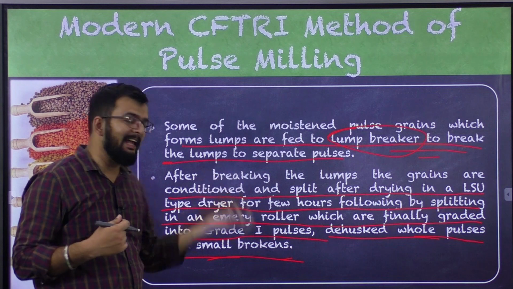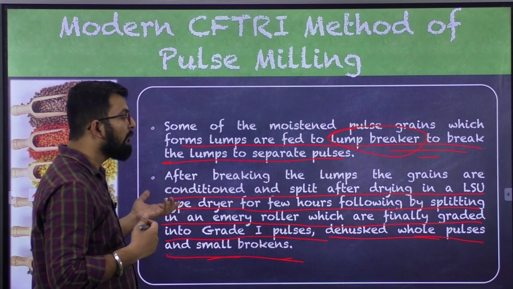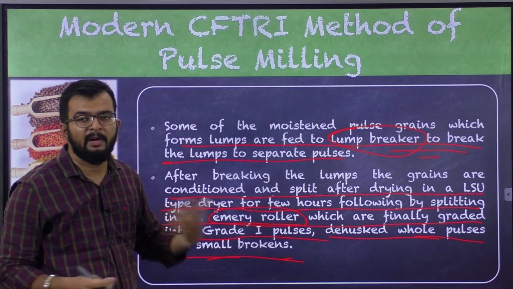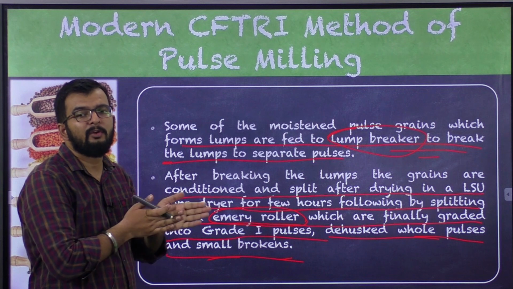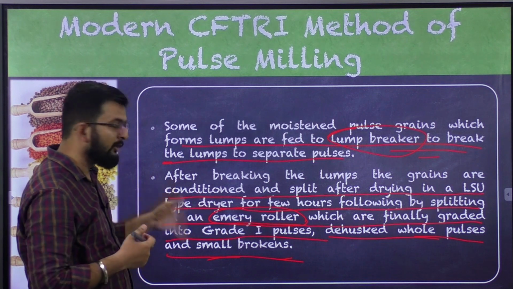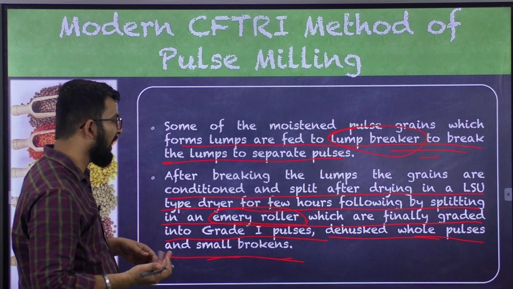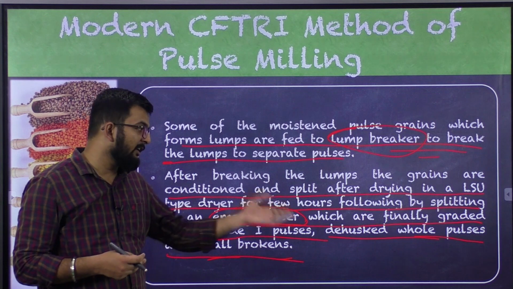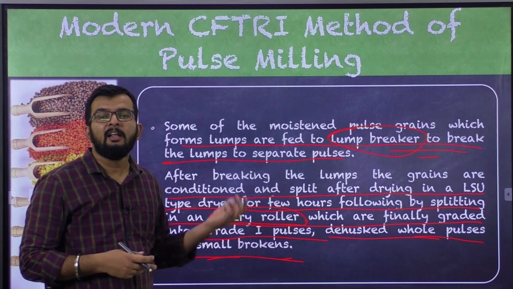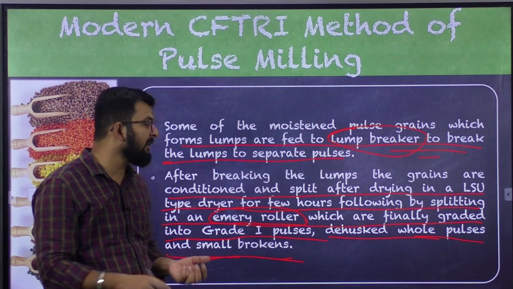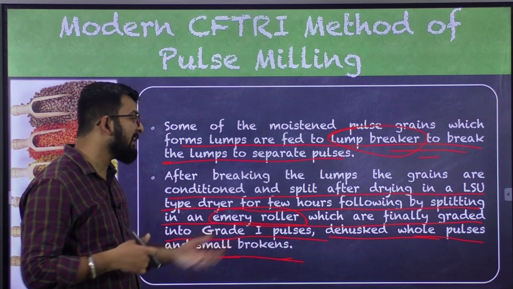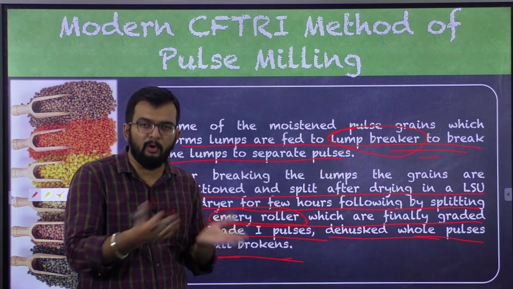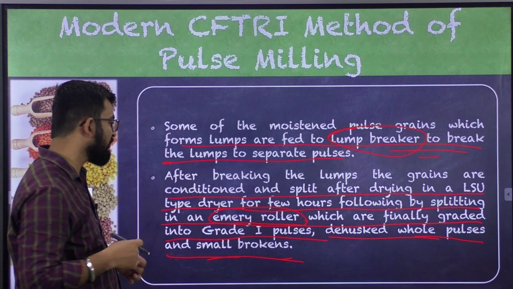They are again dried in a LSU type dryer for a few hours, followed by splitting using an emery roller. These are passed through an emery roller, which will provide a sort of mild abrasion in order to finally split the cotyledons into separate halves. And after that, after splitting, these pulses are finally graded based on the size of the grain, like grade 1 pulse, which will contain whole cotyledon, and then broken ones, and then dehusked whole pulses, in which only the husk has been removed and cotyledons have not been split. Right, so these are dehusked whole pulses.